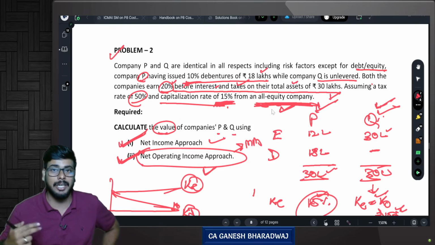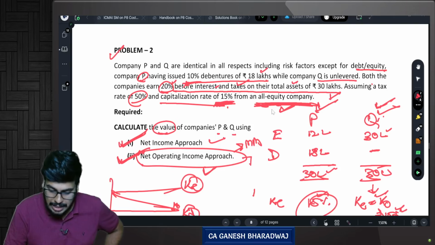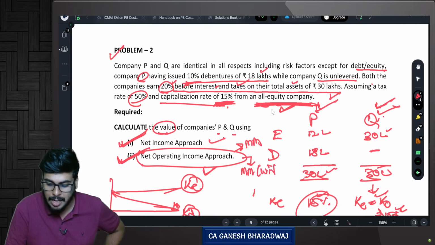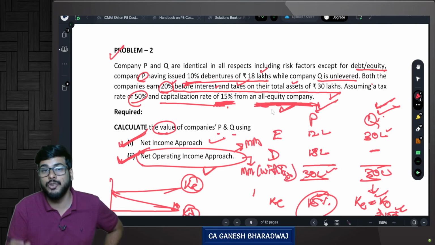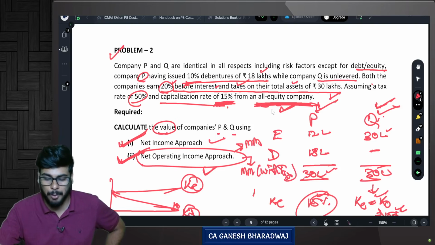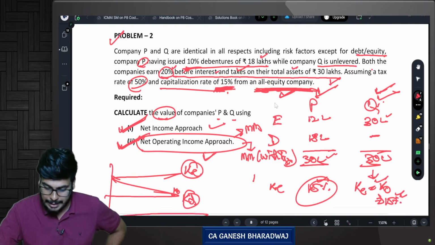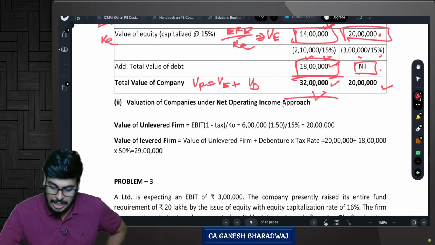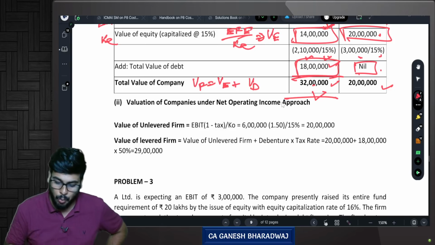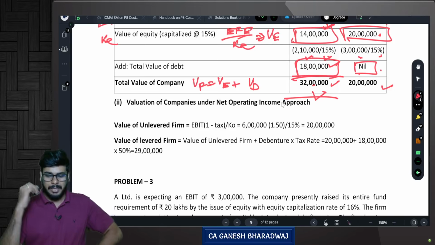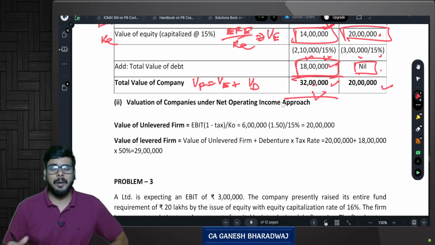So indirectly, look how beautifully they frame this question. This is not the NOI approach. This is the approach with the tax. Are you clear with this? This is how you should interpret this. This is the approach with the tax. And look at this, approach with tax. So in the approach with tax, what is it that we've got? Now you tell me, approach with tax.